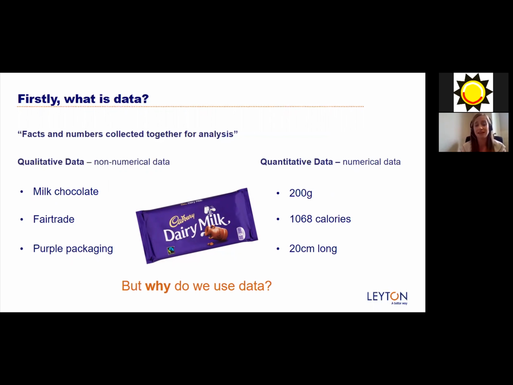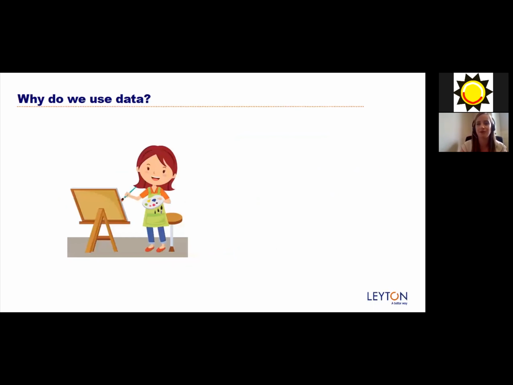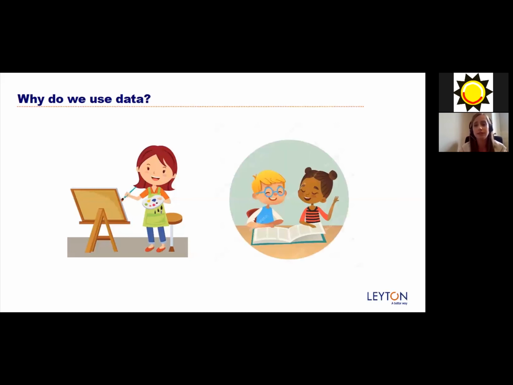But the big question is, why do we use data? Well, firstly, it's really helpful for painting a picture. So like with that chocolate bar example, if I told you I just had a chocolate bar, you might think of several different types of chocolate. However, if I tell you that I've got a chocolate in a purple package and that it's milk chocolate and it's fair trade, you might start thinking, hang on a minute, that's Dairy Milk. So it helps paint that picture. But it can also be used to help tell a story, make an argument, and share information.